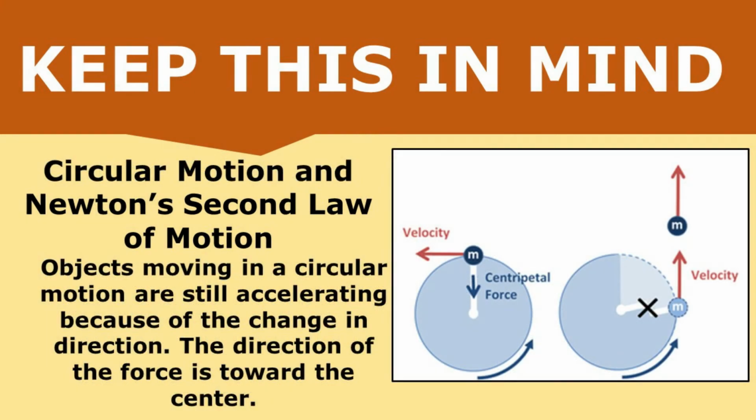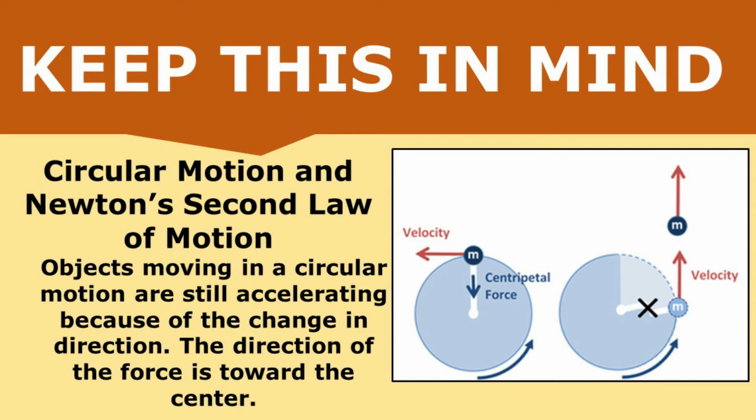Circular motion and Newton's second law of motion. Objects moving in a circular motion are still accelerating because of the change in direction. The direction of the force is toward the center. Objects that are moving in a circular motion are still accelerating even if they have constant velocity. This is because they are changing direction.